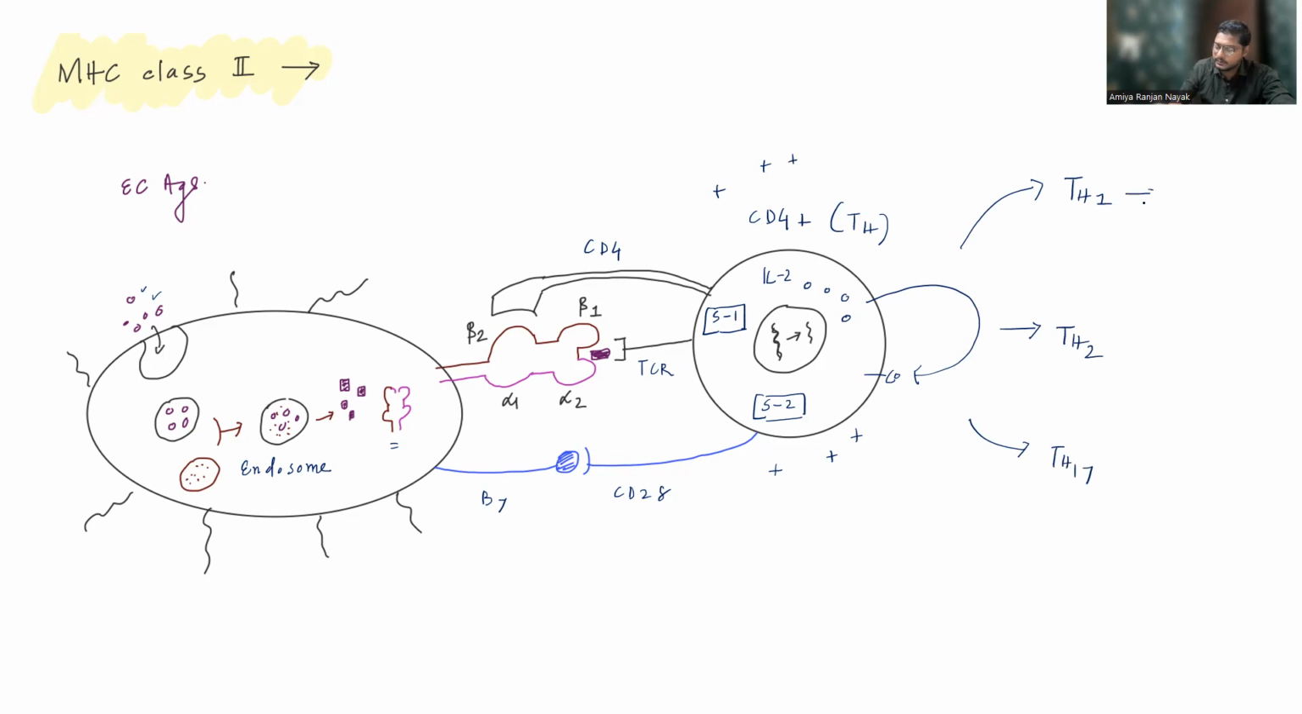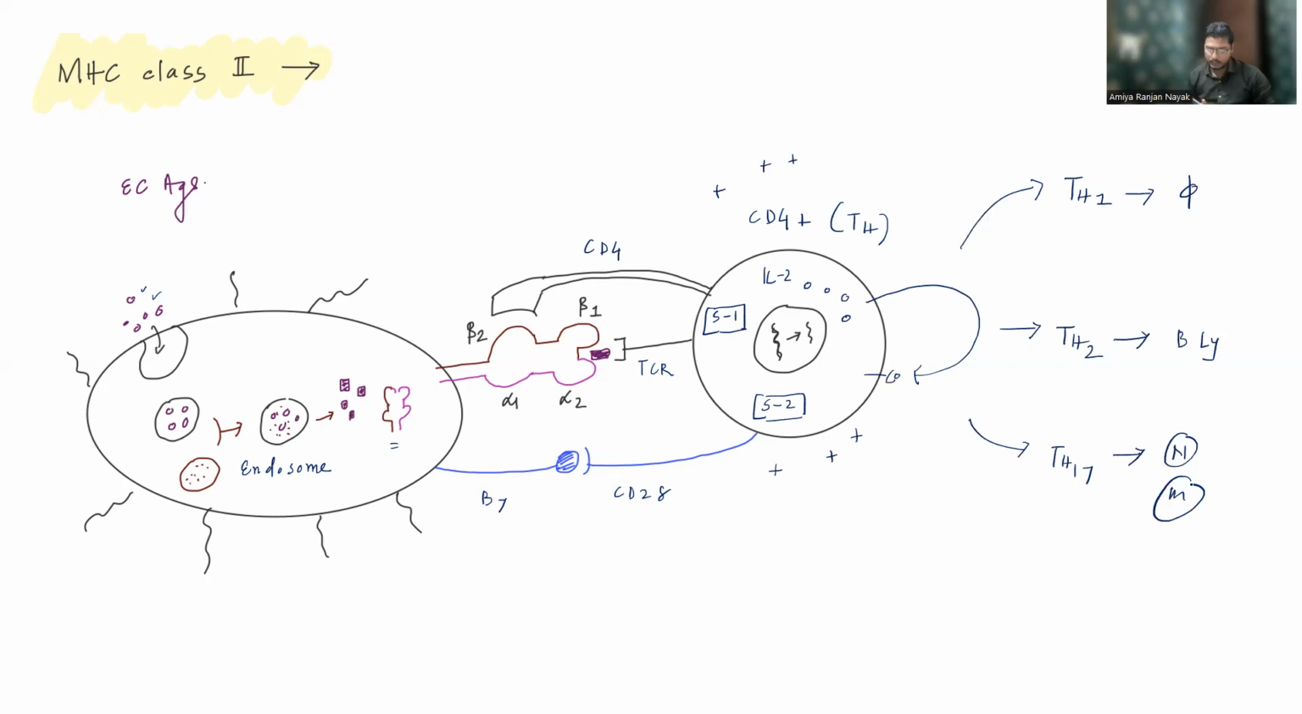TH1 lineage will ultimately activate the macrophages. TH2 lineage will activate the B lymphocytes. TH17 lineage will activate the neutrophils and the monocytes. Through this process, they are going to destroy the extracellular peptide antigens. So this is how the MHC class 2 molecule works. Again, these things we have discussed previously, and we'll discuss all those things in a separate lecture when we discuss in detail the TH1 and TH17 lineages.